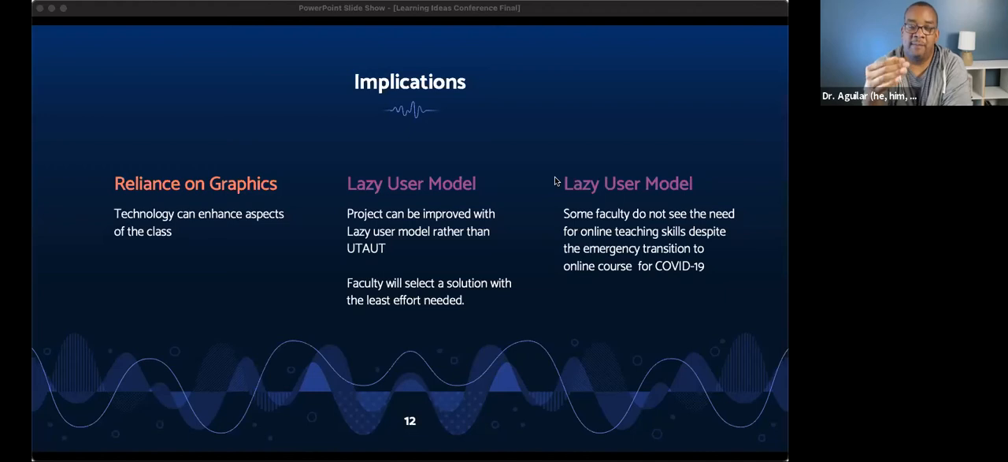So what ends up happening is people are less likely to rely on graphics, but not understand that this can enhance aspects of the class. It can enhance not only the learning, but also the engagement. Beth, did you want to say anything about that?